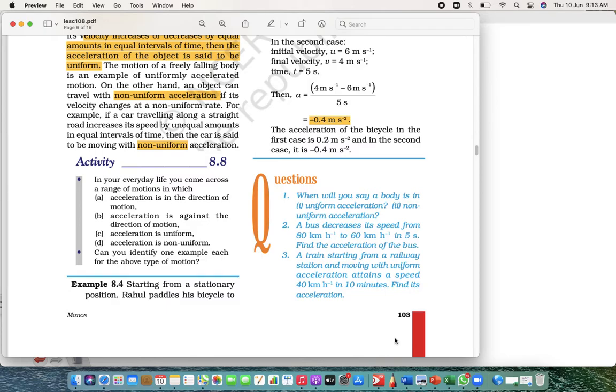Public School. I'm your science teacher. We are learning chapter 5, motion.